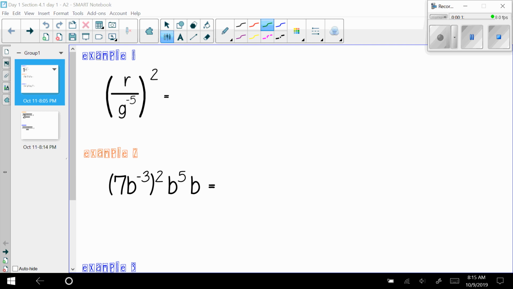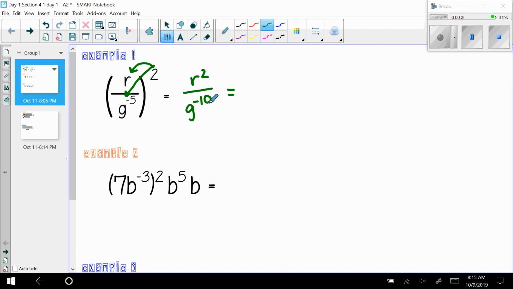So first of all, we have our exponent here in example 1, and we would like to distribute that to both things that are inside here. So if I distribute that to the r, we get r squared on top. When we distribute it to the bottom, we get g to the negative 10th, because remember, we are multiplying those exponents there.